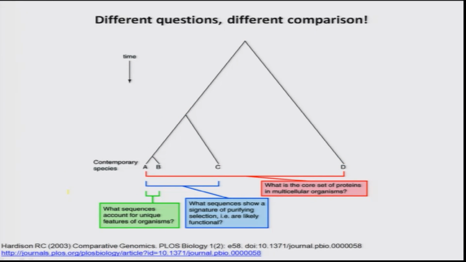Let us give some examples. For example, what is the core set of proteins in a multicellular organism? If you want to ask what proteins are involved in a very fundamental process like cell division, or metabolism, these are pathways that are highly conserved. Whether you take plants or animals, these are very similar.